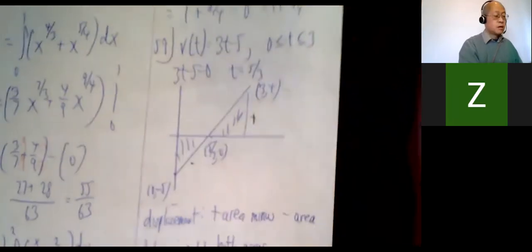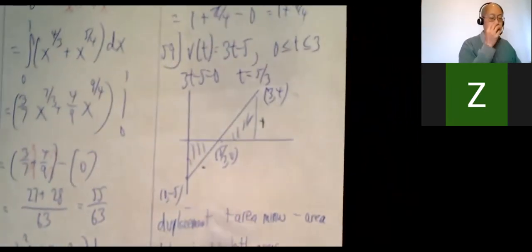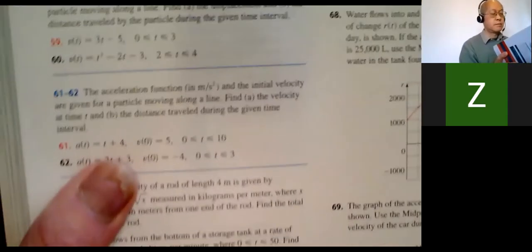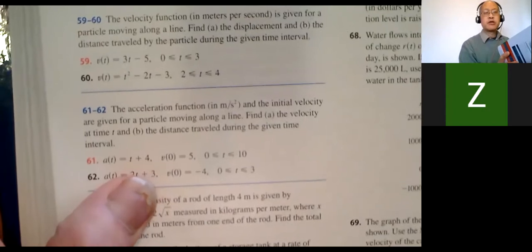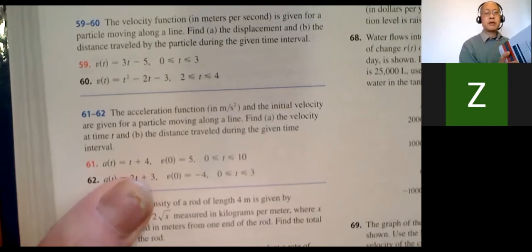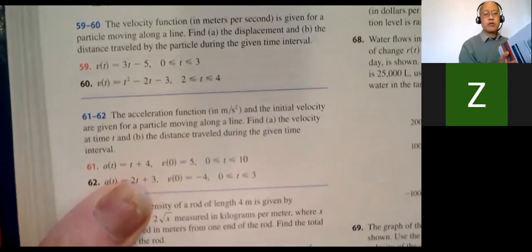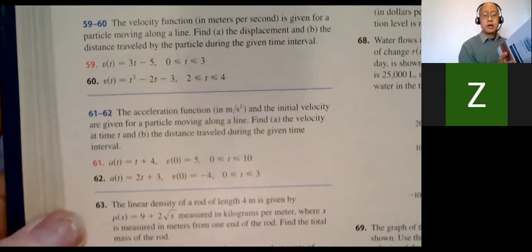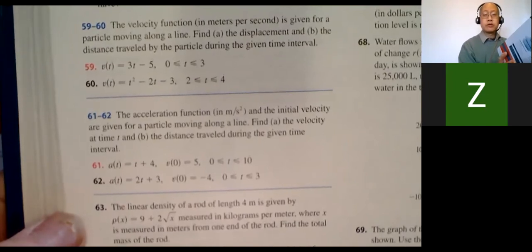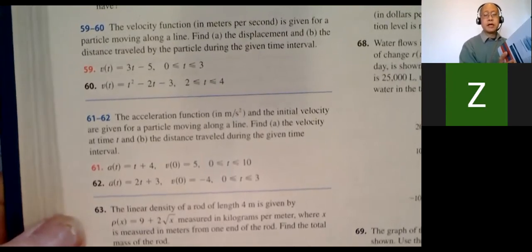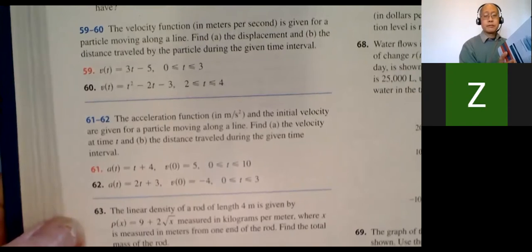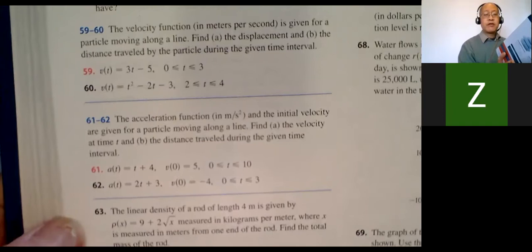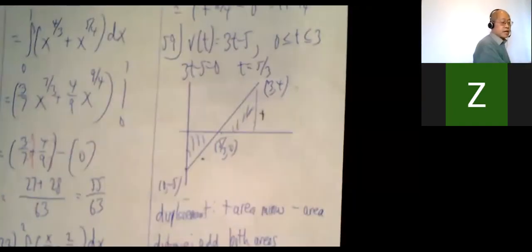So 59, you have a velocity function, which looks like this. The thing that makes this a little tricky is it's part of the time positive and part of the time negative. In case you're wondering, look at 61, say, how come you didn't do that for 61? In 61, the acceleration is always positive, t plus 4. T is going from 0 to 10. If you plug in any number between 0 and 10, it's always positive. And the velocity will always be positive also. In 59, it's not true.